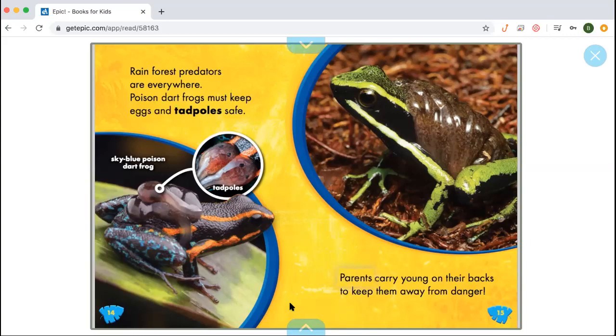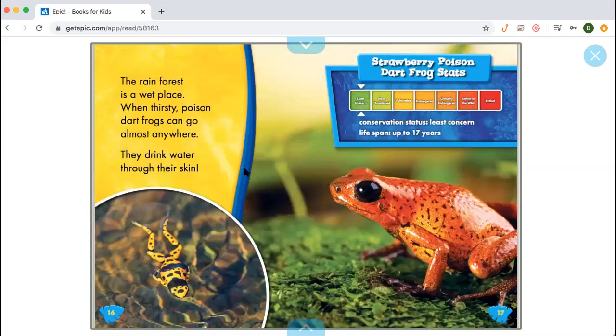Parents carry young on their back, and you can see that in this picture, to keep them away from danger. The rainforest is a wet place. When thirsty, poison dart frogs can go almost anywhere. They drink water through their skin. This is a strawberry poison dart frog stats.